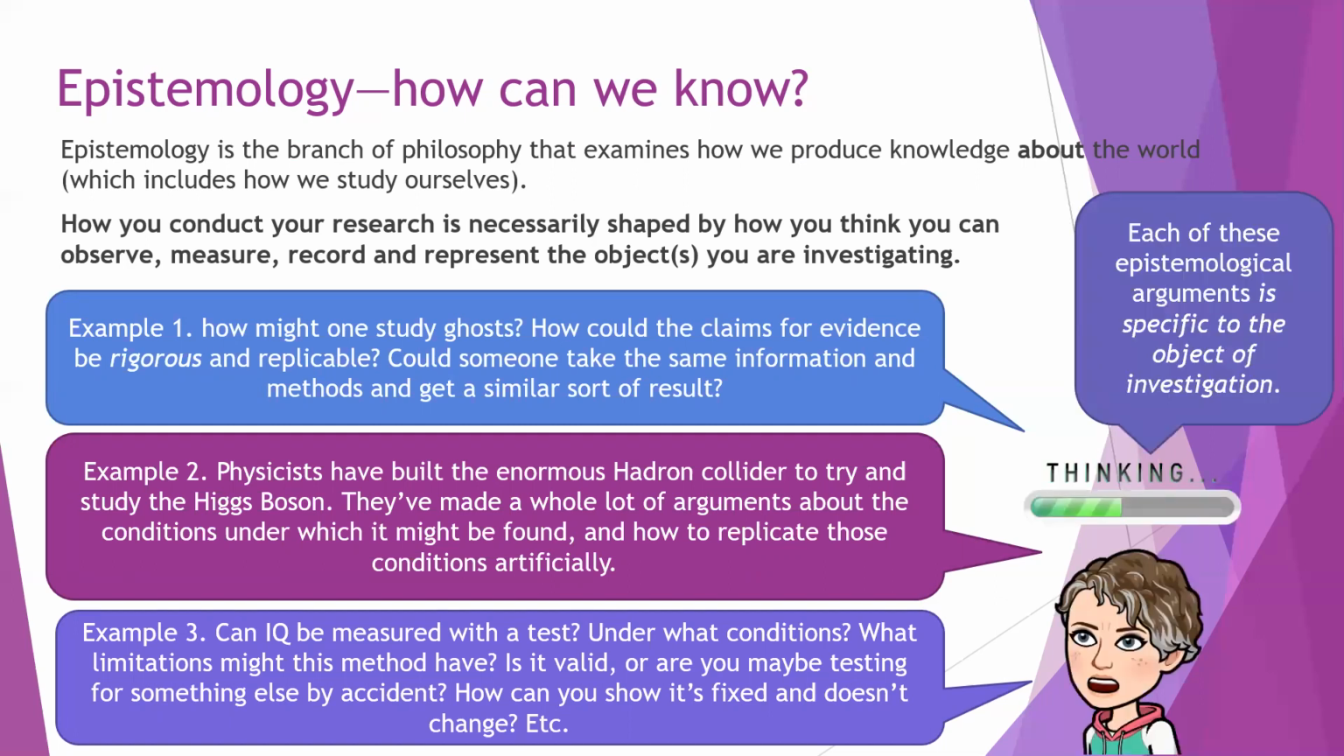Here you can see that each of these epistemological arguments is specific to the object being investigated. You cannot take a Hadron Collider to produce knowledge about IQs or ghosts. So ontologically and epistemologically, the types of ground you're going to stand on and the kinds of assumptions that you are going to interrogate and then choose depend on the kinds of questions you want to ask and the nature of the object that you're asking it about.